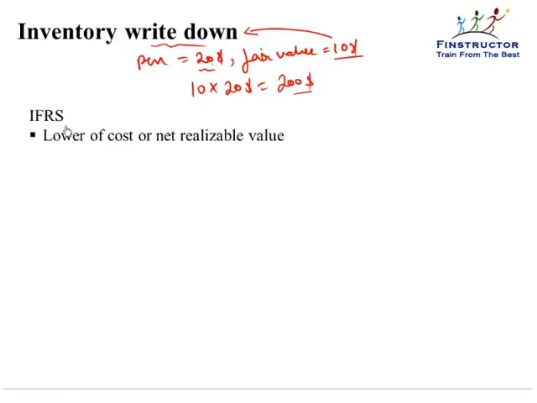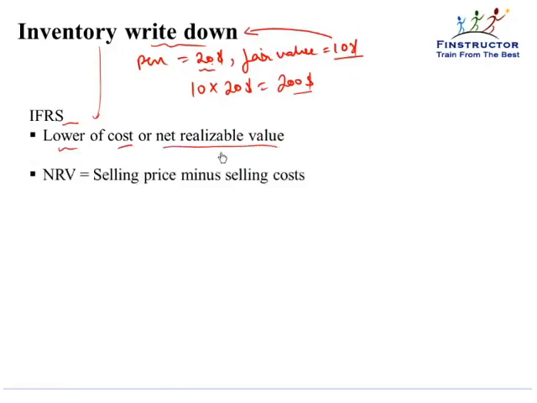According to IFRS, inventory must be carried at lower of cost or net realizable value. What is net realizable value? It is the selling price minus any commissions or selling costs that we need to incur. If the cost of inventory is higher than the net realizable value, then inventory must be written down to the net realizable value, in this case, let's say $10. That is what I can realize today. And correspondingly, a loss must be booked in the income statement.